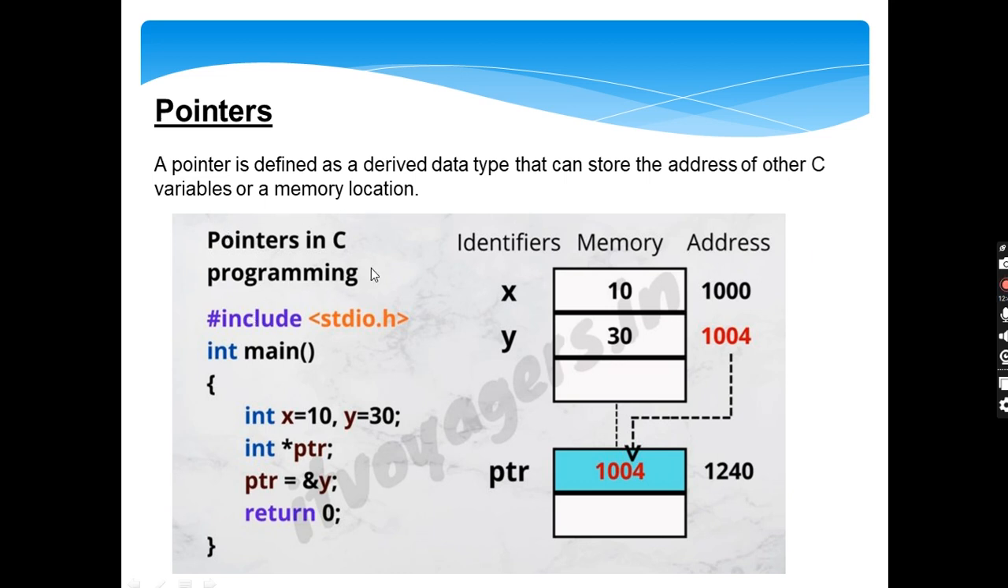A pointer is defined as a derived data type that can store the address of another C variable or a memory location. Here we can see int x = 10 and y = 30. Then int *pointer = &y. In the pointer, the address of variable y is stored. In the pointer we can store the address of whichever variable. If &x is there, the pointer will be stored with the address 1000.